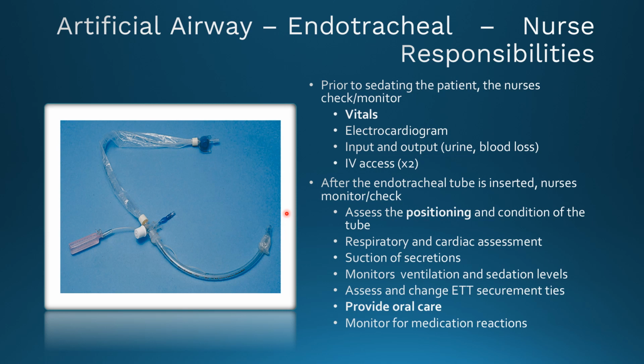We need to monitor the patient's ventilation and sedation needs. We need to assess and change the endotracheal tube securement devices. We need to make sure that these ties are adequate and kept clean. We need to provide oral care. Studies have found that patients who receive appropriate oral care during endotracheal intubation greatly decrease their chance of an airway infection. And we need to monitor for medication reactions. These patients are usually on a fair bit of medications, sedatives and otherwise, so we monitor for those reactions.